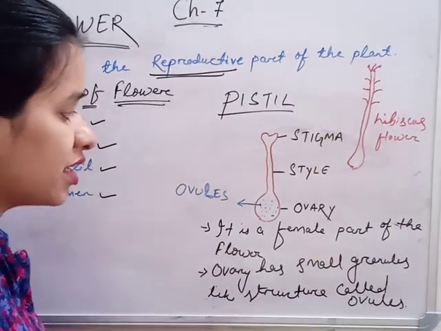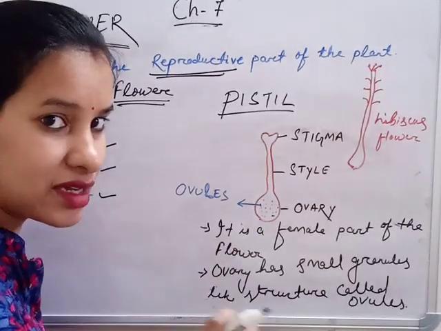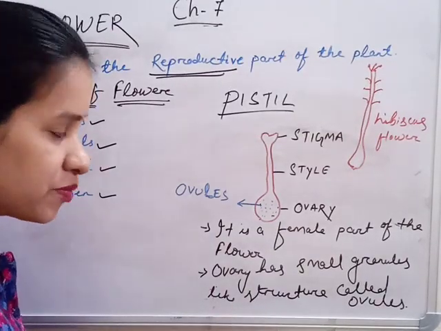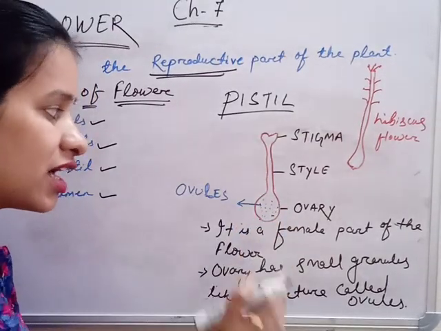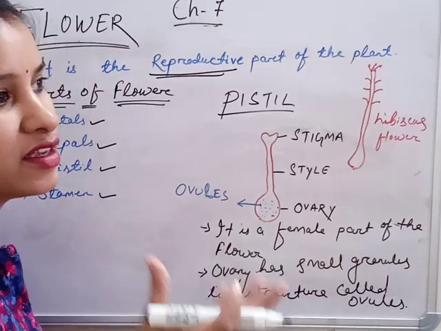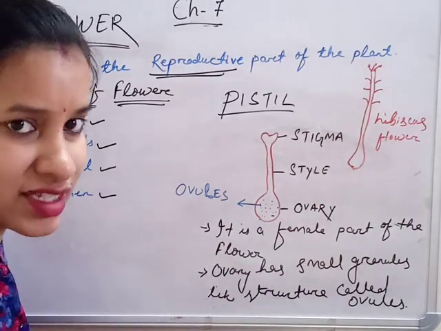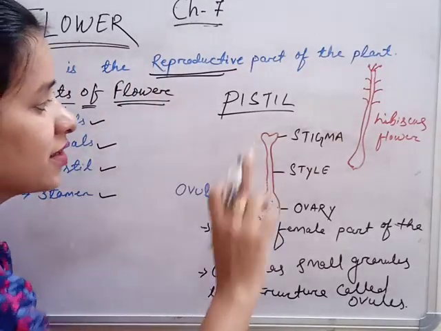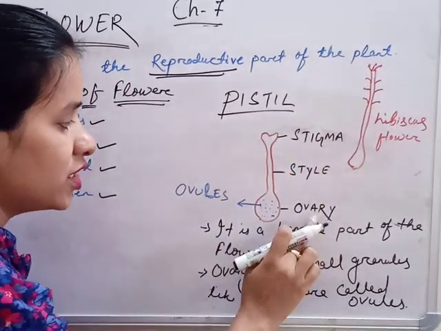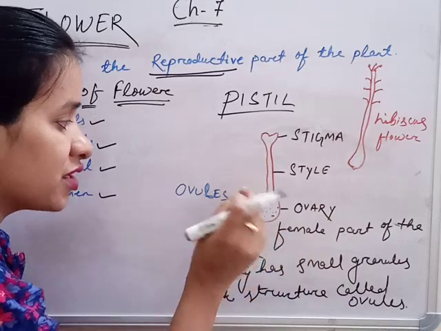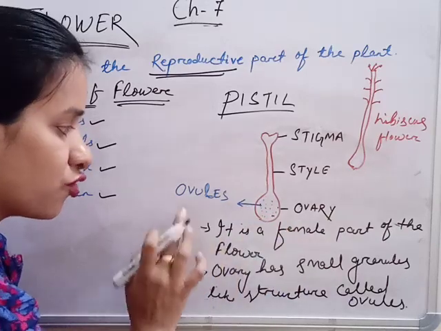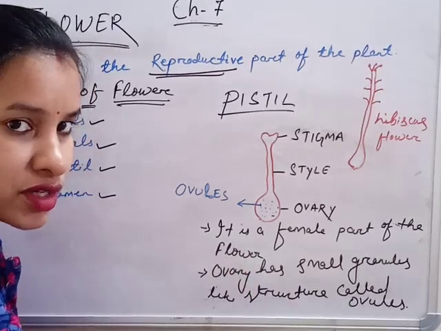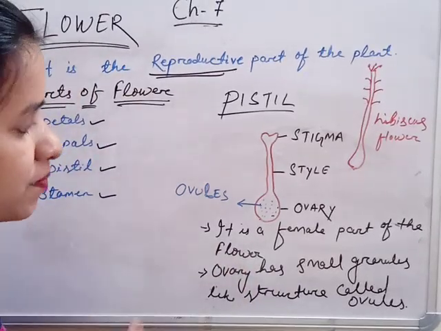So ovules are the eggs of the female. The male cells will come, combine with the ovules, and they are fused, and the formation of fruit takes place. So again, the pistil contains three parts: stigma, style, ovary. Inside the ovary, small granule egg-like structures are your ovules. It is a female organ, so it is the female part of the flower. Okay, so this is all about your pistil.